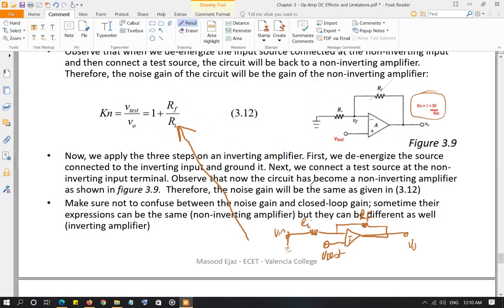However, remember, their closed loop gain is not the same. Closed loop gain of non-inverting amplifier is the same as noise gain, ideal value that is, but the closed loop gain of your inverting amplifier is RF over RI. So it is not the same as the noise gain. So keep that in mind. Don't confuse between the two.